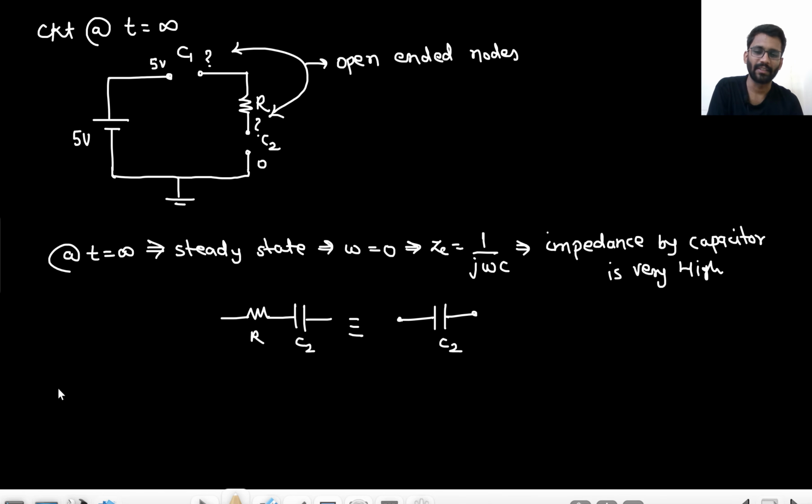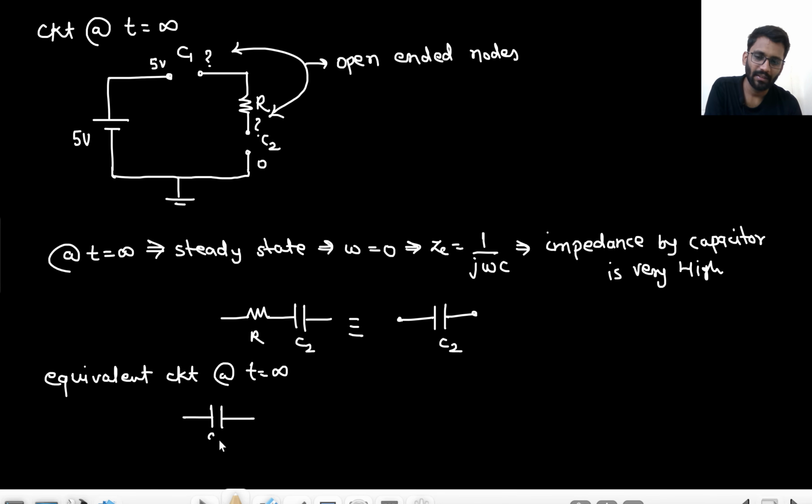So what will be your equivalent circuit at t equals infinity? Basically C1 will remain there as it is and C2 will come here, right? And there will be this 5 volt.